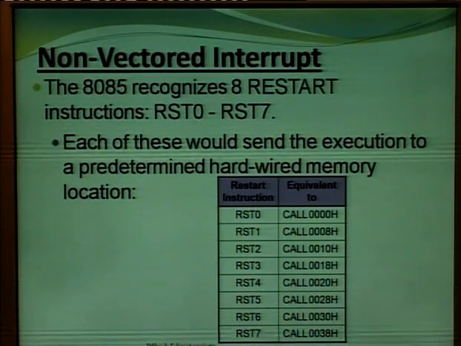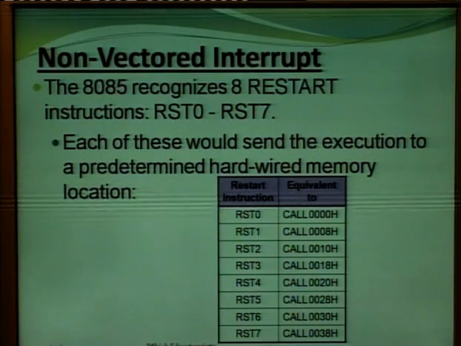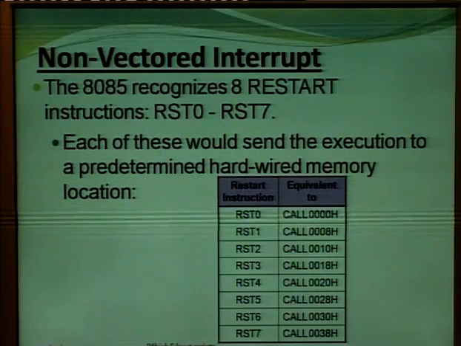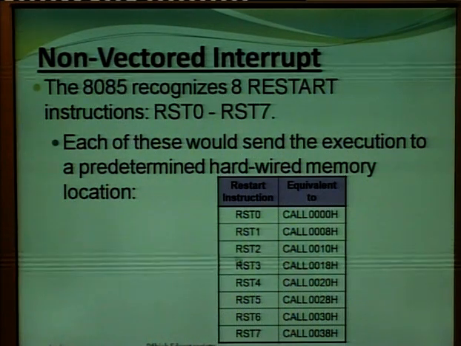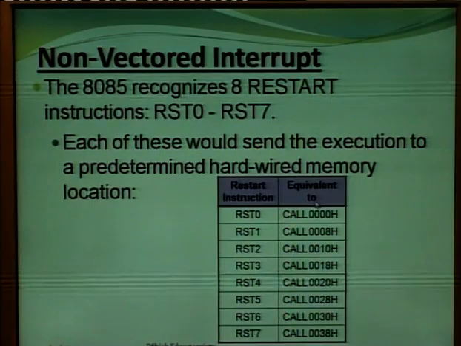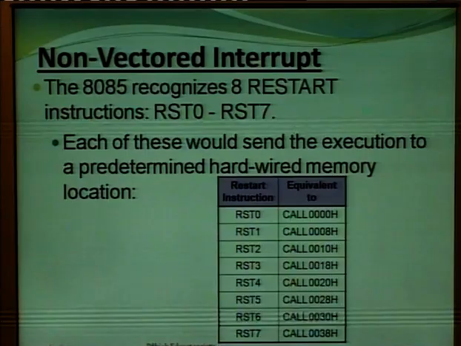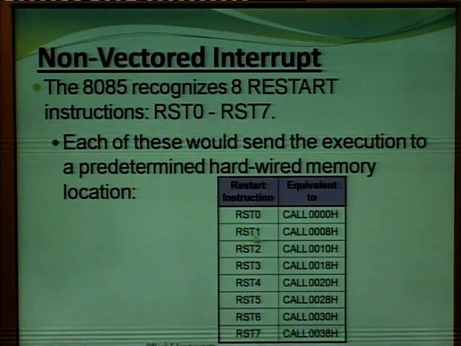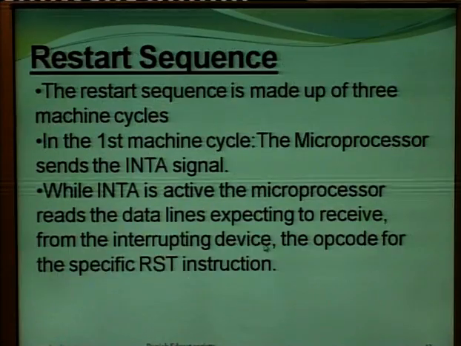There are 8 restart instructions in case of 8085, that is RST 0 to RST 7. So, in case of INTR, 8 devices can be interrupted at a time. This is RST 0 to RST 7. These all have 8 fixed addresses. The calculation is again simple: multiply 8 with the RST value, then convert it into binary and hexadecimal.